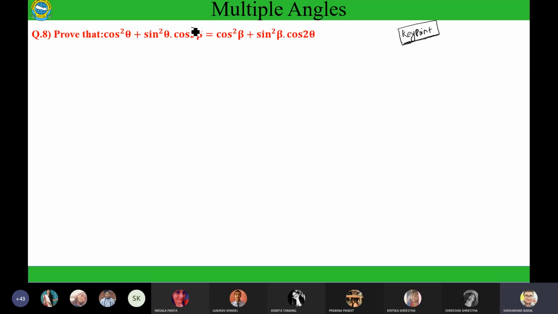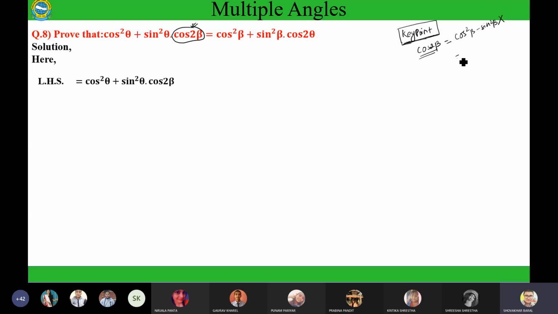In this case, the key point I say is that this is part of multiple angles. The formula of the multiple angle part is the key point: cos 2 beta. Okay, so let's begin from there. Solution: here LHS is equal to cos square theta plus sin square theta cos 2 beta. For cos 2 beta we have two formulas: cos square beta minus sin square beta, and we have this too, but ignore this formula, out of 12.